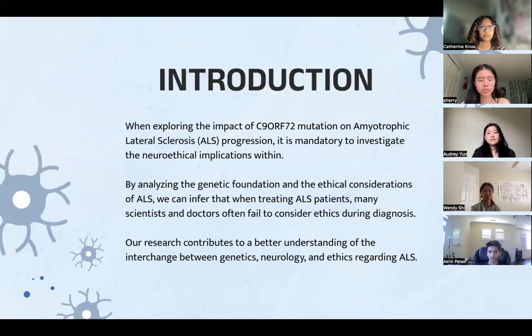When exploring the impact of C9ORF72 mutation on amyotrophic lateral sclerosis, or ALS, progression, it is mandatory to investigate the neuroethical implications within. By analyzing the genetic foundation and the ethical considerations of ALS, we can infer that when treating ALS patients, many scientists and doctors often fail to consider ethics during diagnosis. Our research contributes to a better understanding of the interchange between genetics, neurology, and ethics regarding ALS.